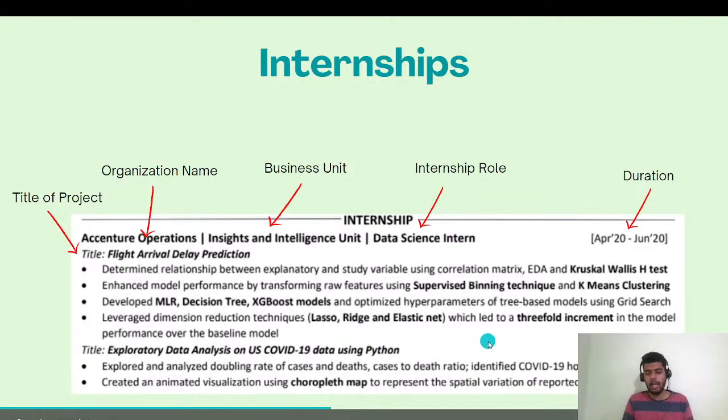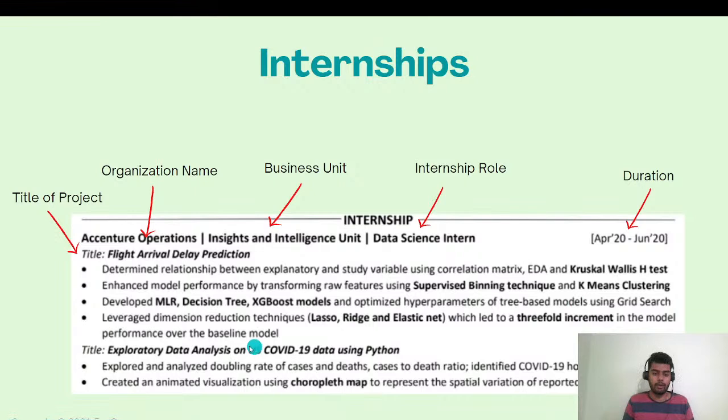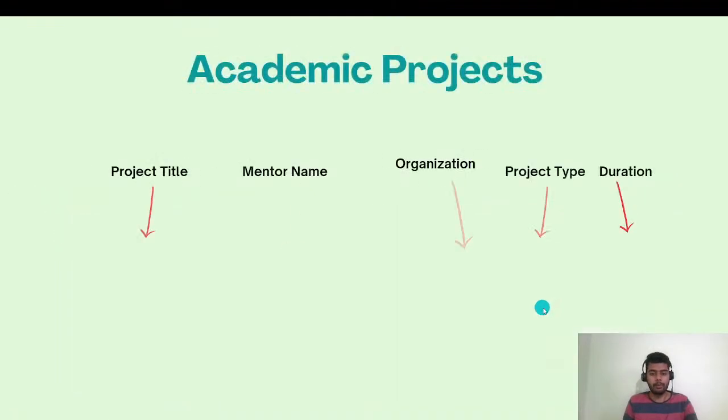And you can see that the points are either in a single-line format or in a two-line format, and that is actually allowable. You can do that also. We'll come to that in the next part.